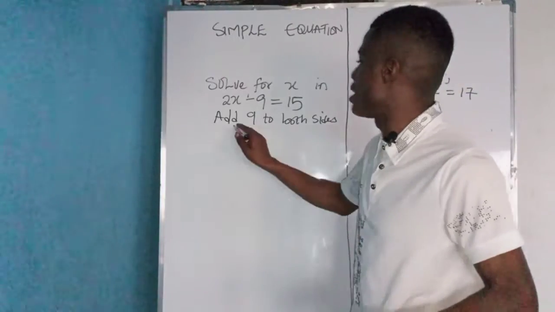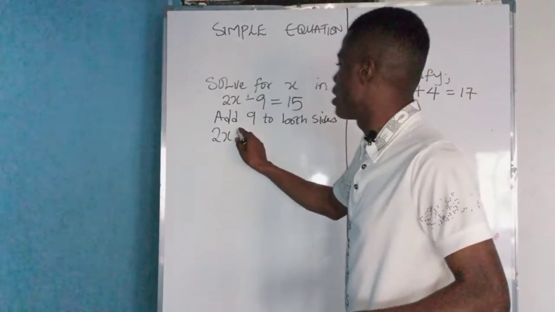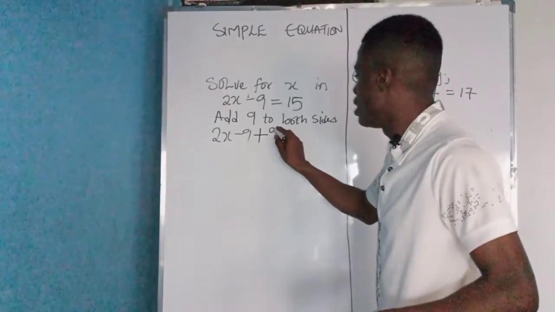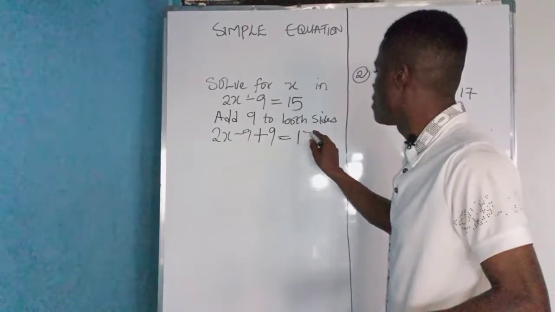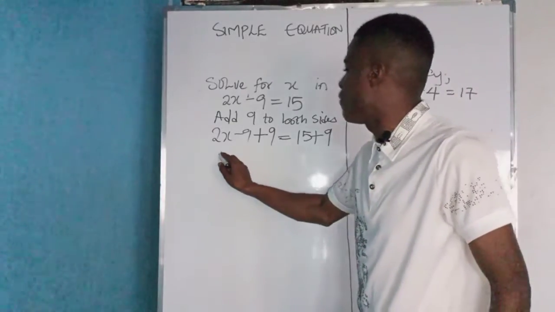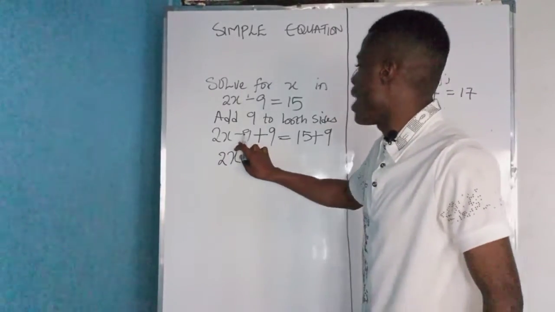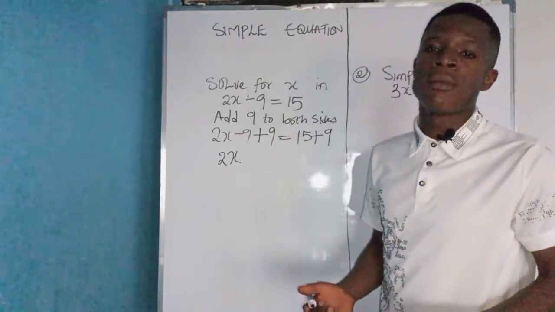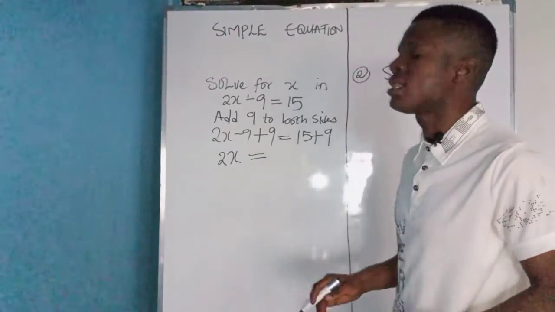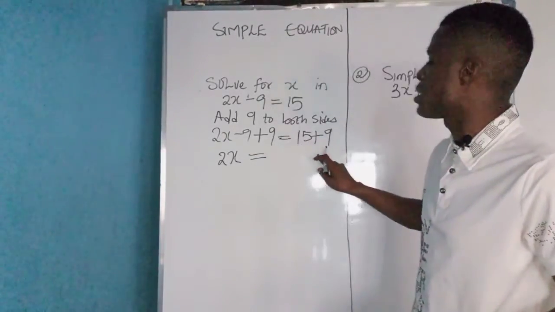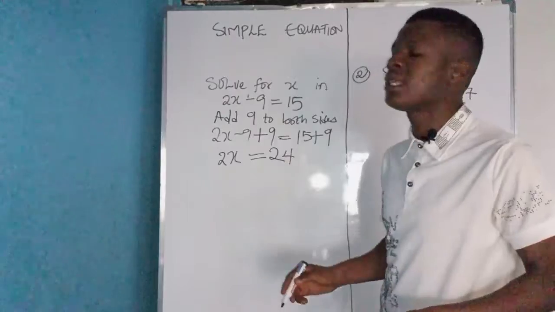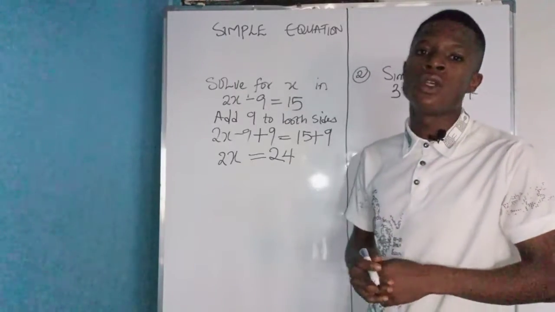If I add 9 to both sides, I have 2x minus 9, which is the initial one, plus 9, equal to 15 plus 9. So 2x minus 9 plus 9 is 0, so there is no need of writing 0 here. The equality sign comes down, and 15 plus 9 is 24. So you can see that 2x is equal to 24.